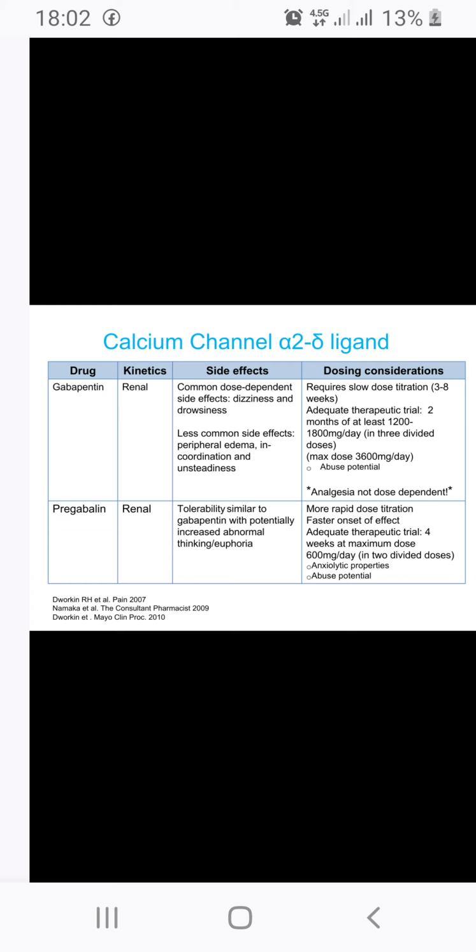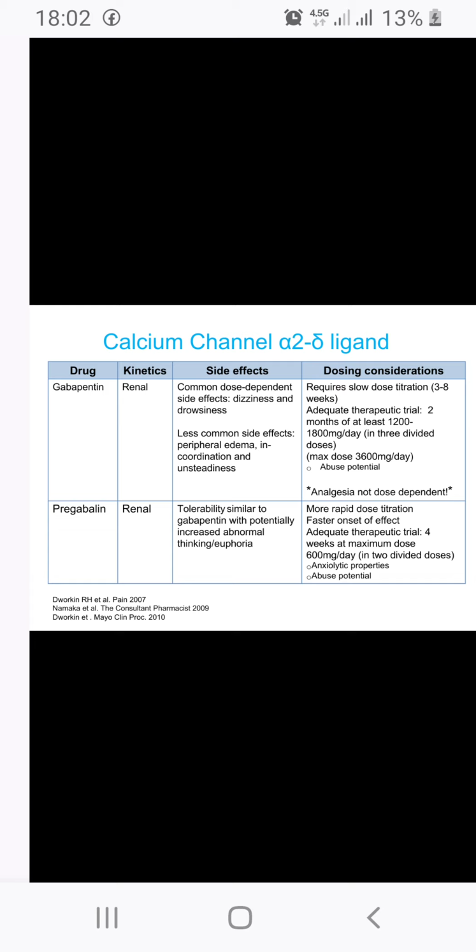Less common side effects include peripheral edema, incoordination, unsteadiness, and in fact I would say that we're hearing more cases of effect on abnormal thinking and euphoria. A lot of that has been seen in the pregabalin literature.